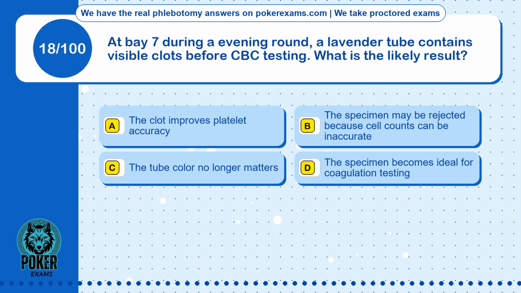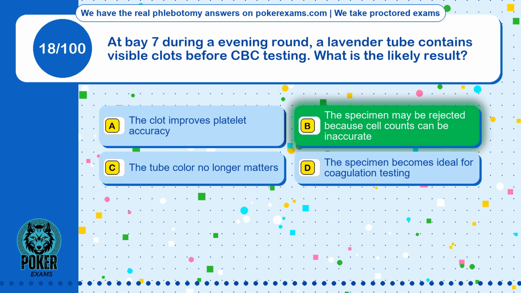Question 18. At Bay 7 during an evening round, a lavender tube contains visible clots before CBC testing. What is the likely result? Option A. The clot improves platelet accuracy. Option B. The specimen may be rejected because cell counts can be inaccurate. Option C. The tube color no longer matters. Option D. The specimen becomes ideal for coagulation testing. The correct answer is option B.